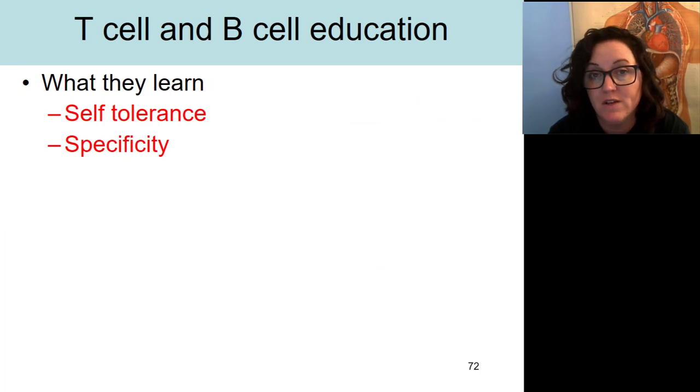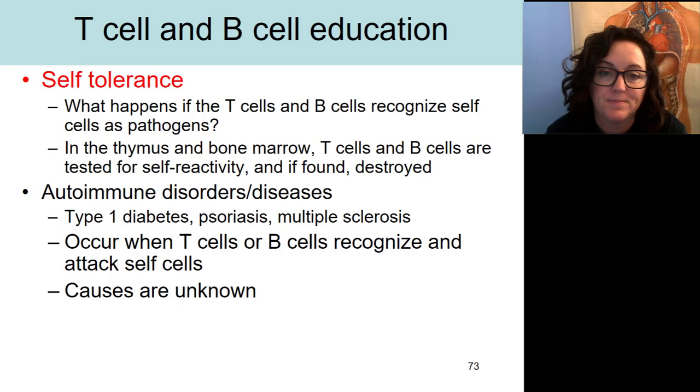So as I mentioned before, T cells and B cells have to learn two things, but now I'm going to give you names for these processes. They're learning self-tolerance and they're learning specificity. Self-tolerance is what it sounds like. This is the process of the T cells and B cells recognizing self as self and tolerating it, leaving it alone. Think about what would happen if T cells and B cells recognized healthy self cells as pathogens. Yeah, that's problematic, right? Because then we would be starting a specific immune response against our own healthy cells. So that's not something we want.